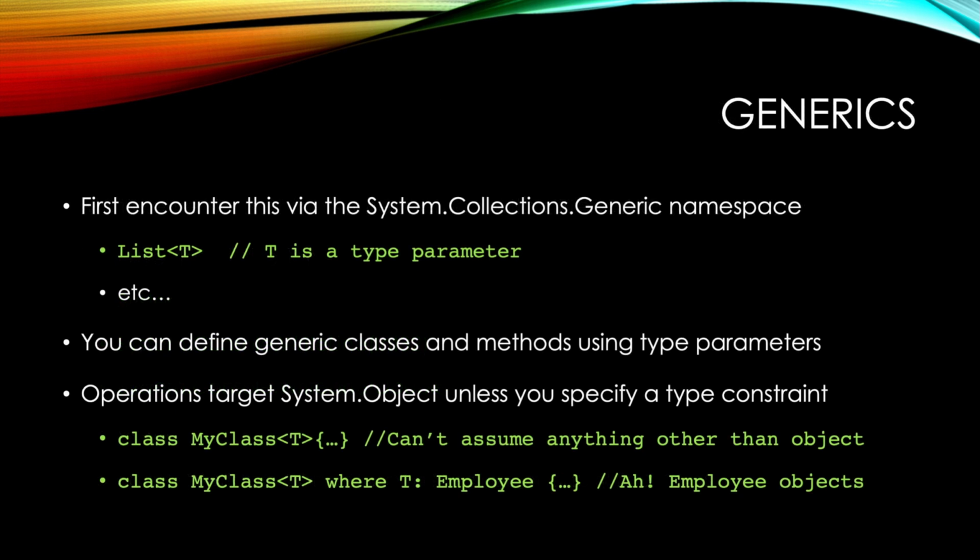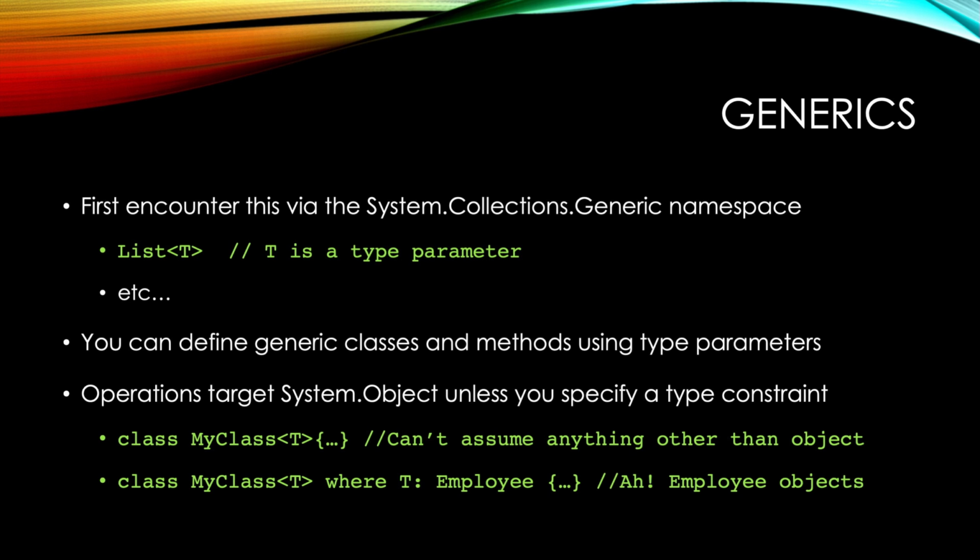Generics. You first encounter generics when you use the System.Collections.Generic namespace. And if you're new to C# programming, those class definitions and function definitions look rather cryptic, with the angle brackets and the T, or perhaps a T, comma, U, or even more type parameters. Anyway, that capital T is what's referred to as a type parameter. And it allows you to specify the type of object that you're going to store in the collection.